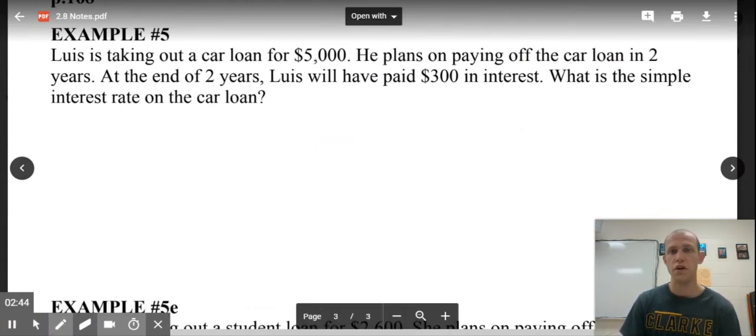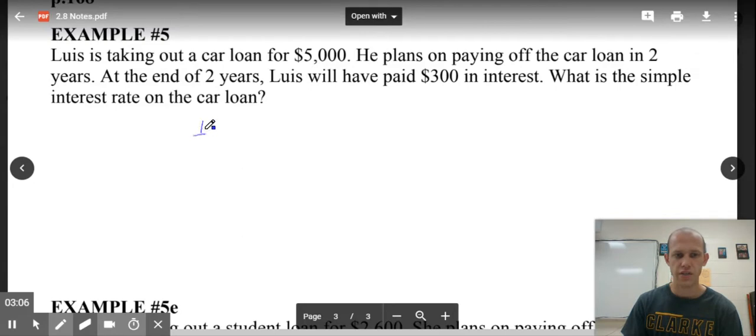All right, so now we're going to be talking about the rate. Here we have some information given, and we need to find what the rate is, what R is. So let's read the problem together. Lewis is taking out a car loan for $5,000. He plans on paying off the car loan in 2 years. At the end of 2 years, Lewis will have paid $300 in interest. What is the simple interest rate on the car loan?